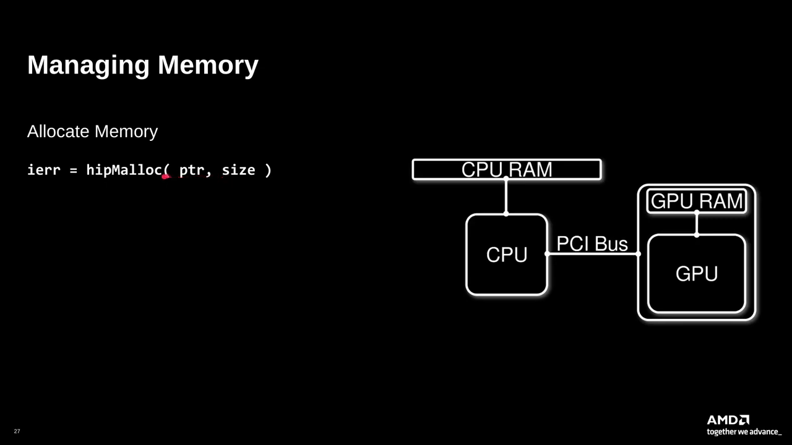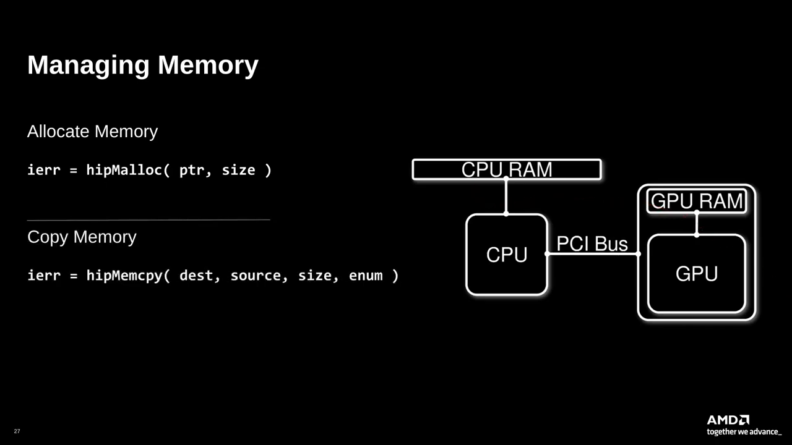Now in Fortran, the output of these calls is an integer error code, which you can send off to some helper routines that either you write or that are provided by the hipfort library to check those errors for you. We still have hipMemcpy, which follows the same order of arguments as the C++ counterpart. So we have the destination pointer, the source pointer, the size, and then again an enumerator to indicate that direction. Now the destination and source pointers can be Fortran pointers or type C pointers as well. And again, the output here is an error code.